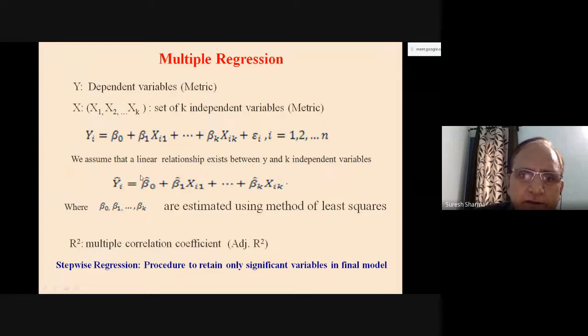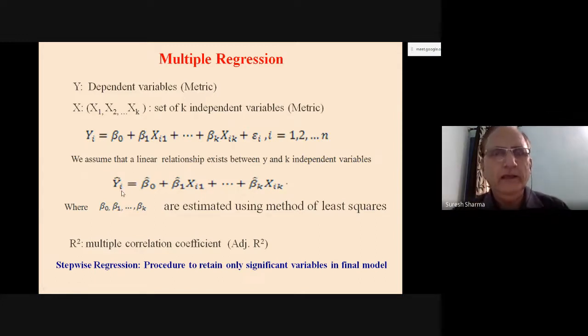The estimate of beta naught is beta 0 hat. The estimate of beta 1 is beta 1 hat. The estimate of beta k is beta k hat. Error will go to 0. So finally, you will get this type of equation. Now you give any value to x1, x2, xk, and you can estimate y. So multiple regression is nothing but moving from simple regression to multiple, which means you are adding more and more independent variables.